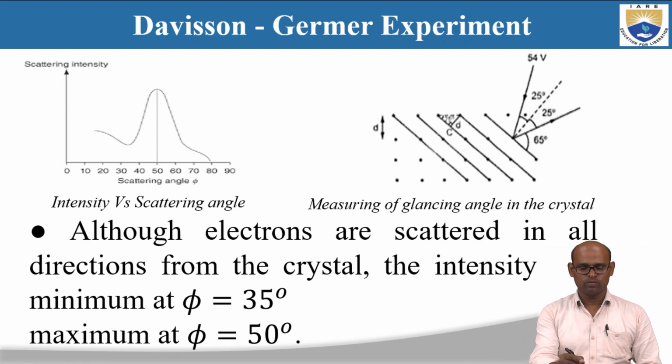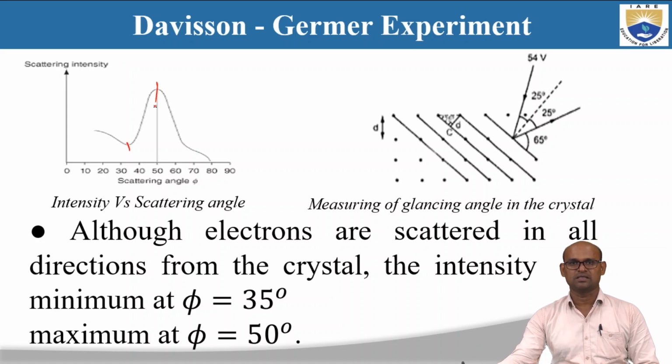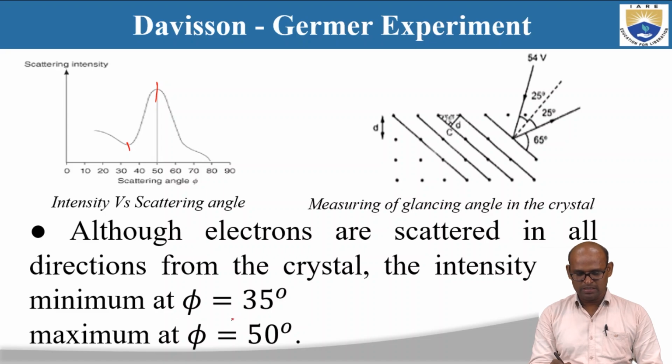In their experiment, they measured the scattering intensity as well as the scattering angle, and they found that there is a minimum and maximum in the scattering intensity. The minimum is at 35 degrees and the maximum is at around 50 degrees.